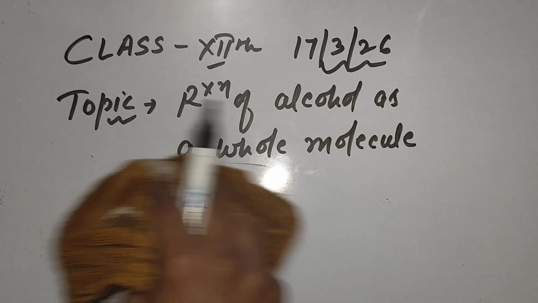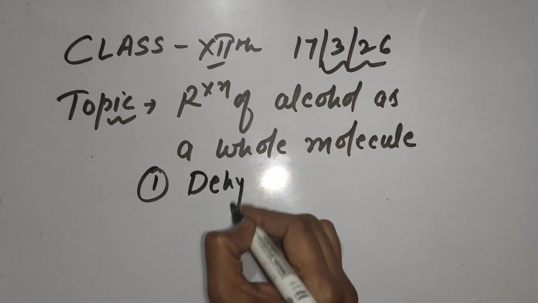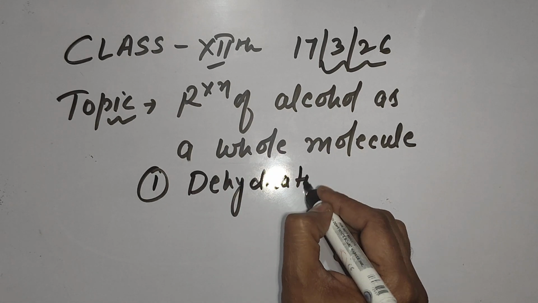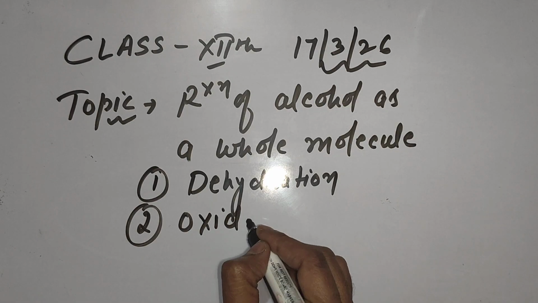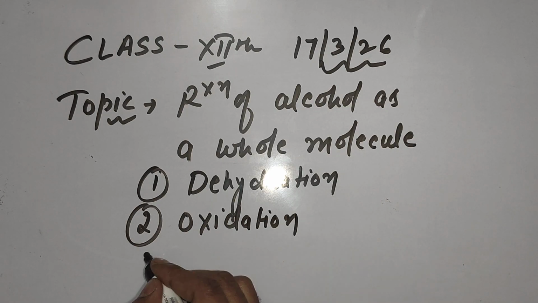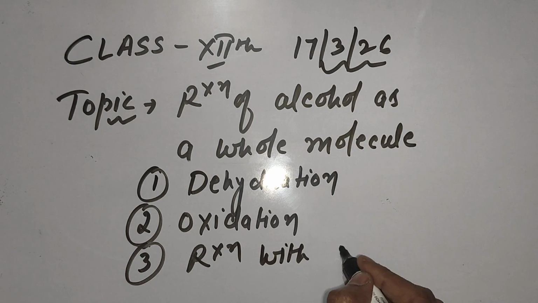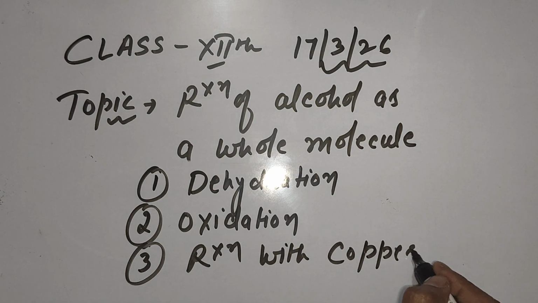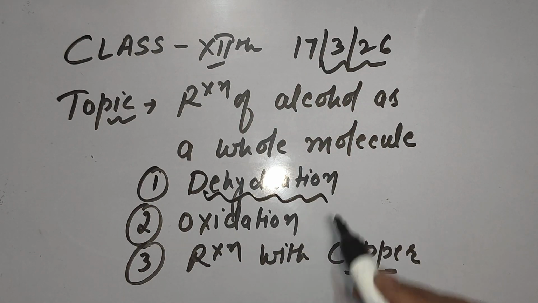Those reactions are: number 1, dehydration of alcohol; number 2, oxidation reactions of alcohol; and number 3, reaction with copper. These three reactions we will cover in this category. So today, dehydration of alcohol.